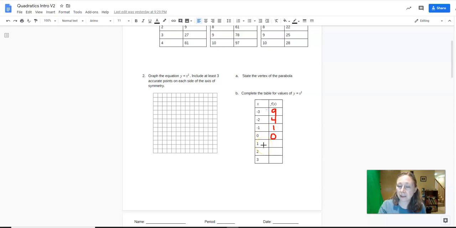1 times itself, 1 times 1 is 1. 2 times 2 is 4. 3 times 3 is 9. Okay, so those are our values. I can see my y's, my f of x, are all positive, and my x's are positive and negative.